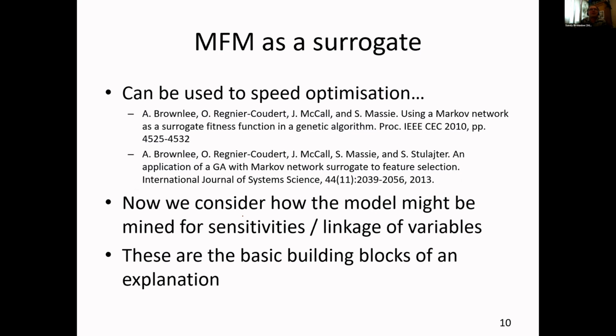Oh no, I forgot I put this slide in. Yes, we can use it as a surrogate. We can speed up optimization. You can go and read those papers if you're really interested in how to do that. But yes, as I propose, this is also the basic building block of an explanation.